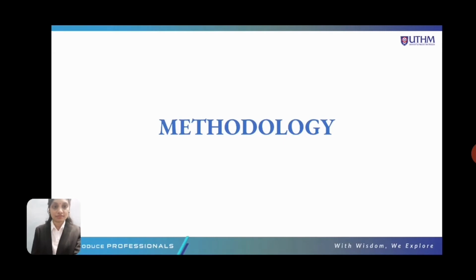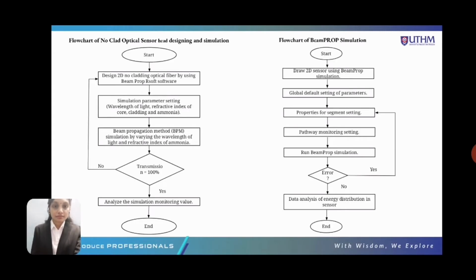The methodology. My project involved 3 flowcharts. The first flowchart is the flowchart of no cladding optical sensor head designing and simulation. First is to design the no-clad optical fiber by using BeamPROP software. The simulation parameter setting has been done on the wavelength of light, on the refractive index of core, cladding, and also ammonia. The beam propagation method simulation by varying the wavelength of light and refractive index of ammonia is done.